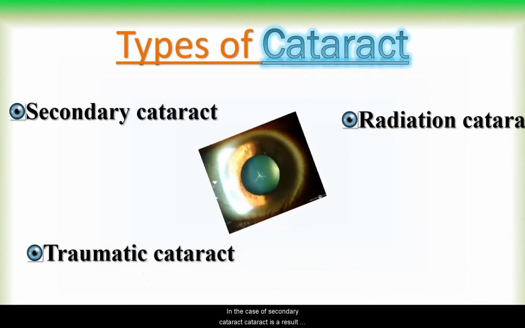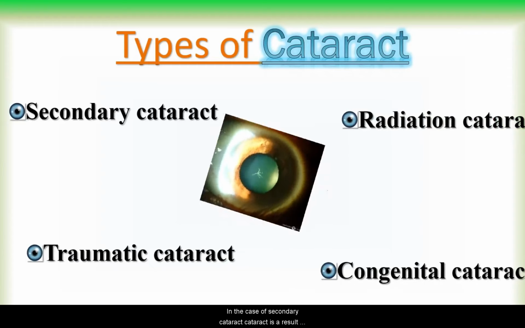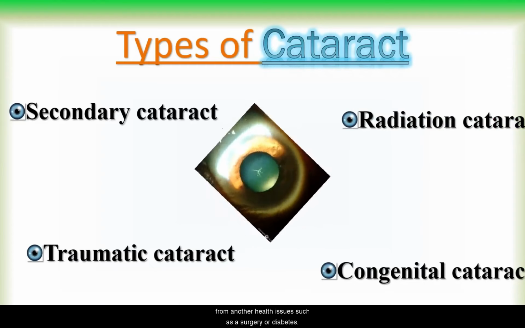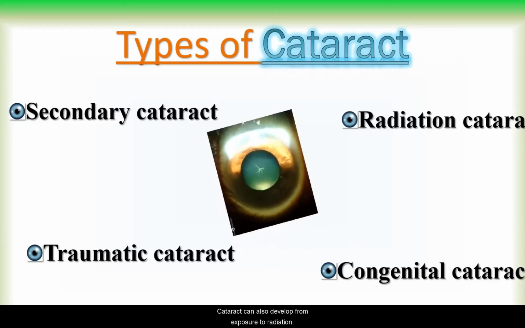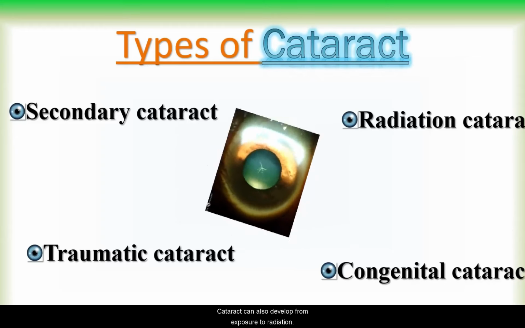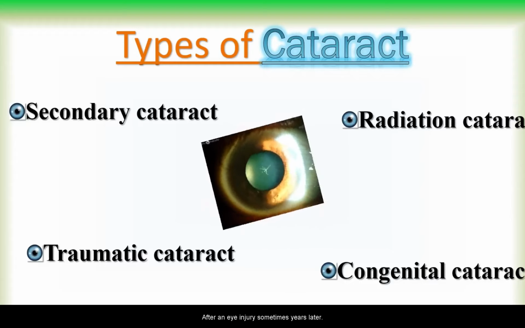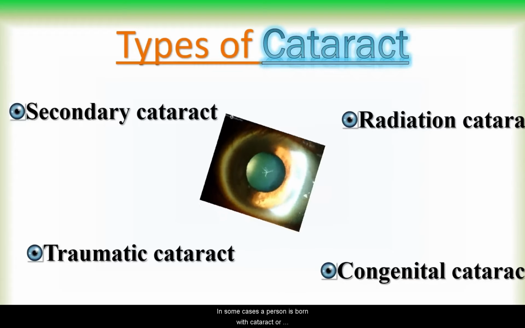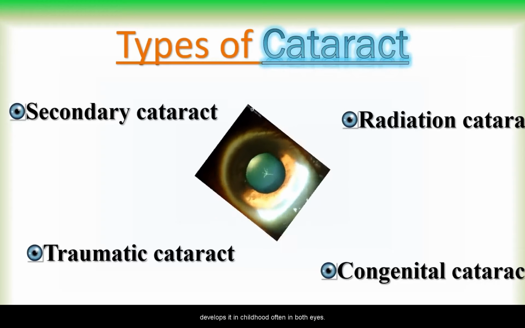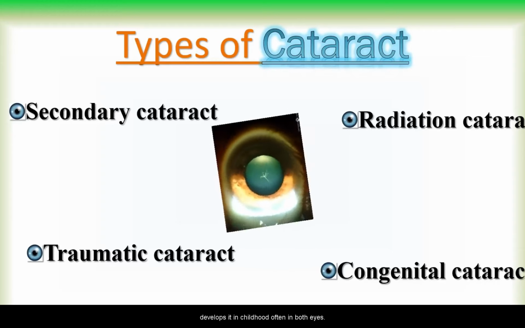In the case of secondary cataract, the cataract is a result of another health issue such as a surgery or diabetes. Cataracts can also develop from exposure to radiation, or after an eye injury, sometimes years later. In some cases, a person is born with cataract or develops it in childhood, often in both eyes.